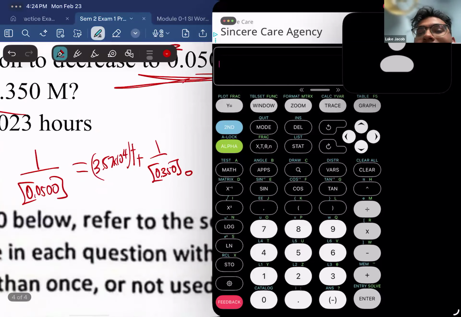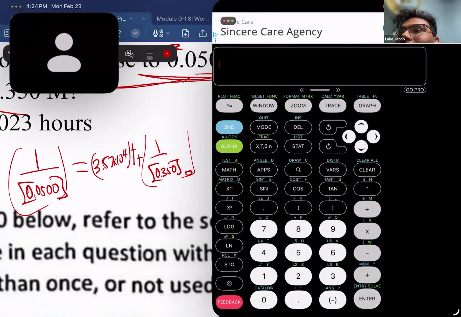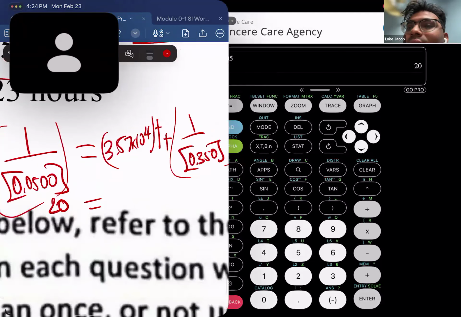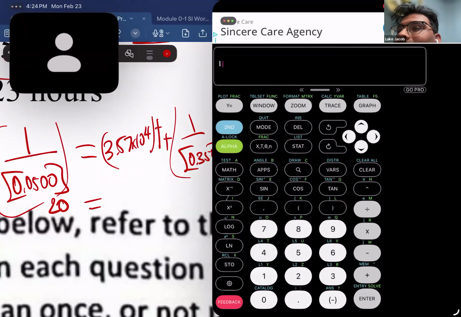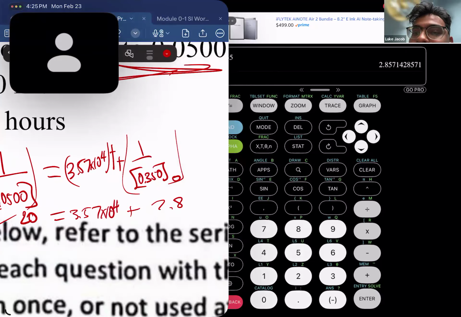So what I would do here is try to figure out what this value is before I do anything else. So let's just do that. 1 divided by 0.05 is going to be probably 200, right? Oh, 20, my bad. So this is 20. And this is 1 divided by 0.35, which is going to be 2.8. So this is 2.8 plus 3.57 times 10 to the 4 t.